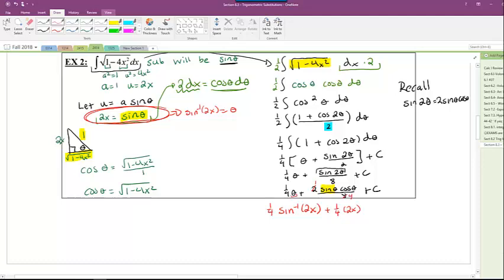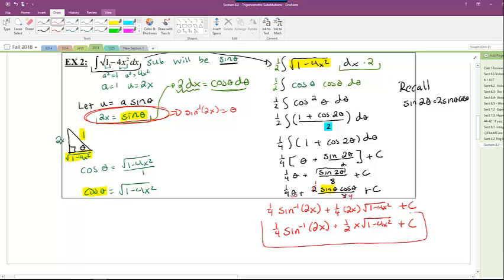Then I need to replace cosine of theta with something in terms of x. Again, I can either look at the triangle or see if I already have this definition. I already had the definition that the cosine of theta is equal to the square root of 1 minus 4x squared. So I replace the cosine of theta with the square root of 1 minus 4x squared plus c. Last thing I can do is really clean this up. So I have 1/4 inverse sine of 2x plus this becomes 1/2 x square roots of 1 minus 4x squared plus c. So the integral of this square root of 1 minus 4x squared dx is actually 1/4 inverse sine of 2x plus 1/2 x square roots of 1 minus 4x squared plus c.